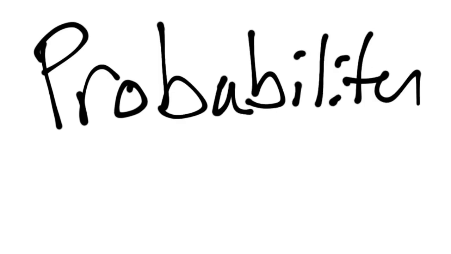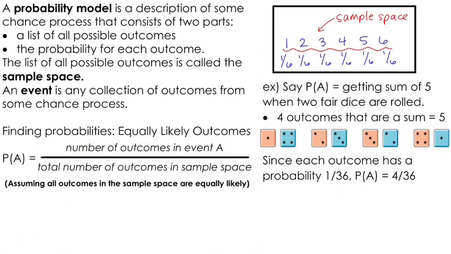All right, stat fans, let's get into some probability rules. So, the probability model is a description of some chance process. That's the key thing to take away from right there. This is a chance process that consists of two parts: a list of all the possible outcomes that could occur and the probability for each of those outcomes.